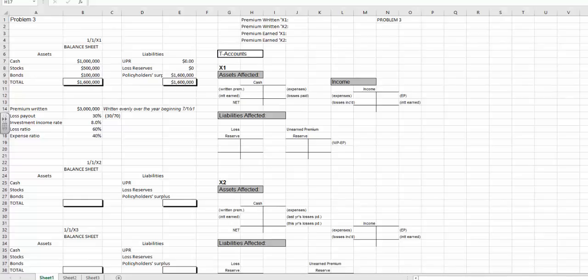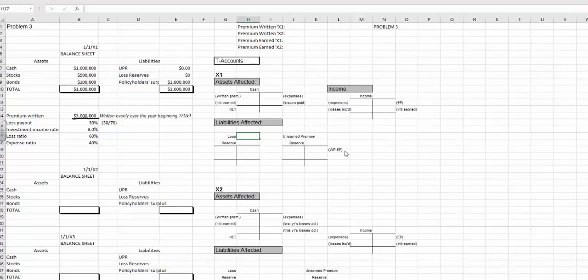Both the premium written evenly over the year and the investment income rate are seen for the first time in problem 3. So let's start with calculating when premium is written evenly over the year. Note that premium of $3 million is written evenly over the year beginning 7/1x1. In the face-to-face course, I would take the time to explain how to calculate the earned premium when premium is written evenly over the year. But in the interest of time and the delivery method for this course, I'm not going to require you to calculate it, but I am generally going to explain it.